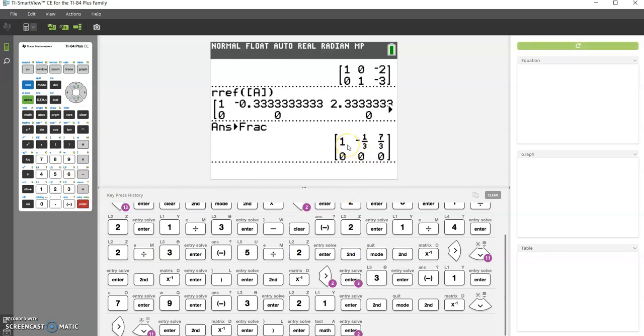There you go. So that's how I was getting my nice fractions. Math, enter always changes decimals into fractions for you. Probably should have told you that one sooner if you didn't already know it. I'll be sure that I write that somewhere else. Math, enter changes you to fractions.